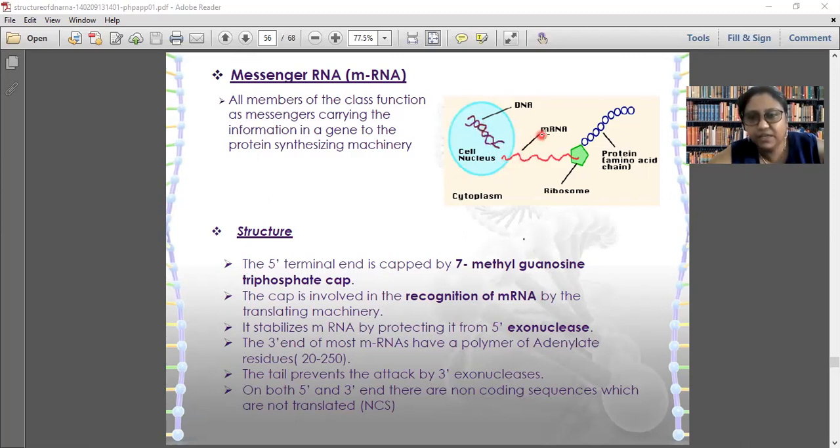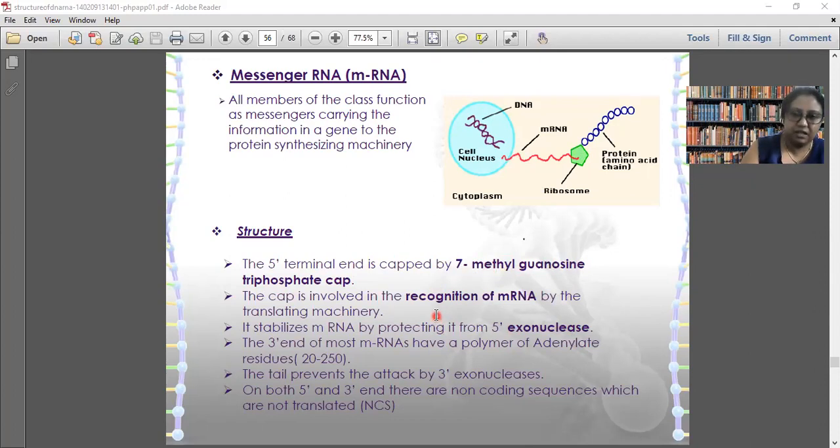RNA. That's why this RNA is called messenger RNA. And then messenger RNA will carry the message to the ribosome. So generally, this is the structure of messenger RNA. That 5' terminal is capped. That means there is a protecting part added to it, which is 7-methyl guanosine triphosphate. That means the last guanine of the RNA is having a methyl group and 3 phosphate groups.